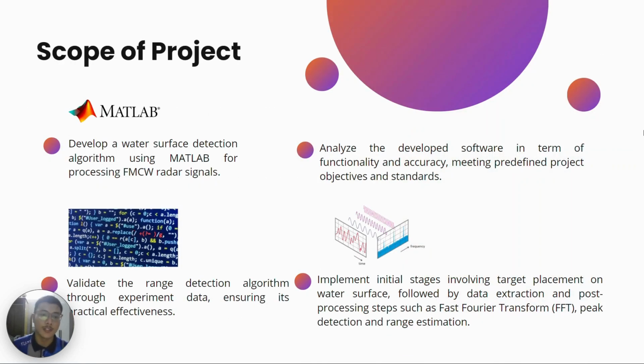So we go to the scope of the project. There are four points in the scope of the project. The first is to develop a water surface detection algorithm using MATLAB for processing FMCW radar signals. Then, to validate the range detection algorithm through experimental data, ensuring its practical effectiveness. The third is to analyze the developed software in terms of functionality and accuracy by meeting the predefined project objectives and also the standard.